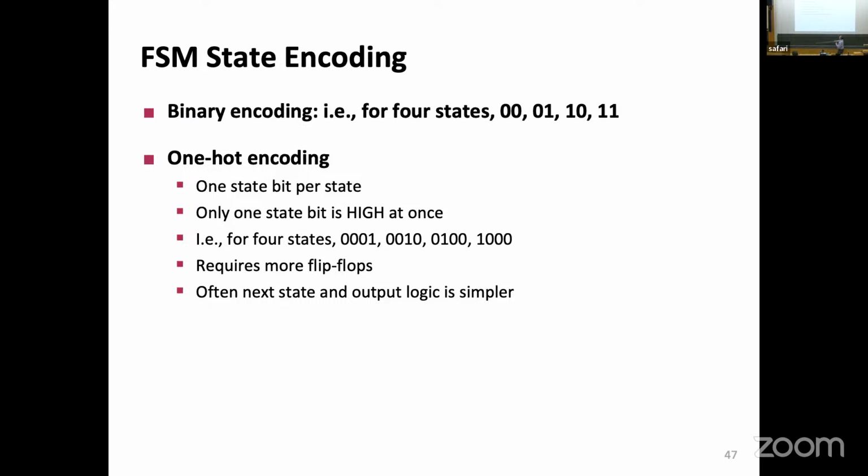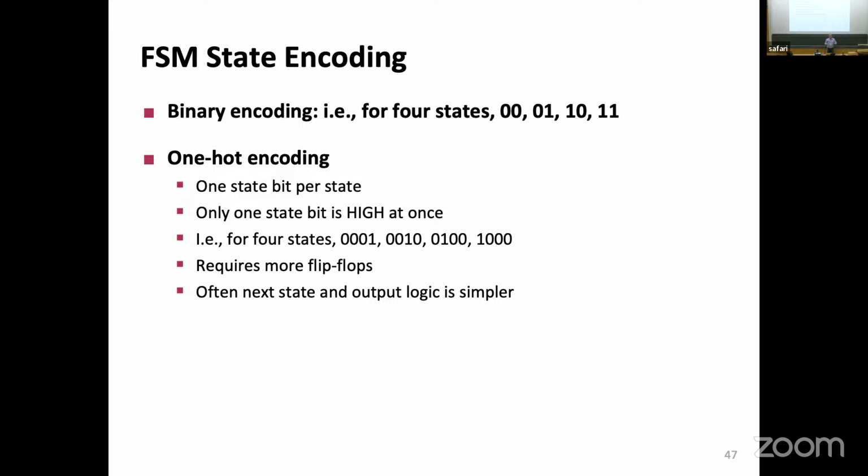I feel great. Okay, so as I said, the encoding could have been anything. In this case, we use the binary encoding. We could also use what we call a one-hot encoding. In one-hot encoding, every state has 1 bit. So if I have 4 states, I use 4 bits. And at any given time, only one bit is a 1. So for 4 states, this could be your one-hot encoding.